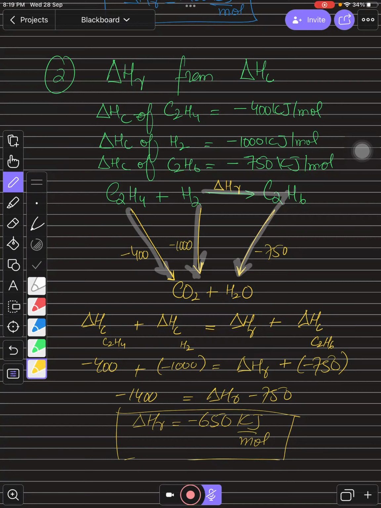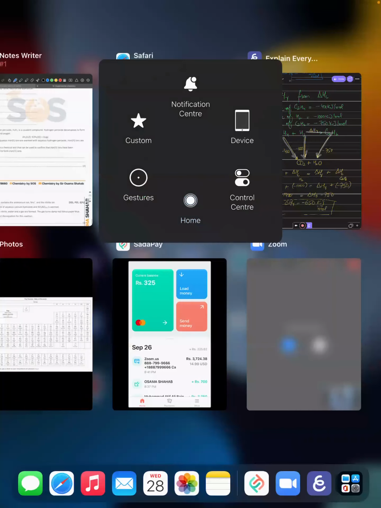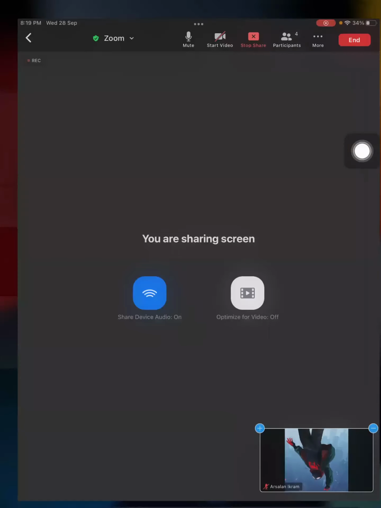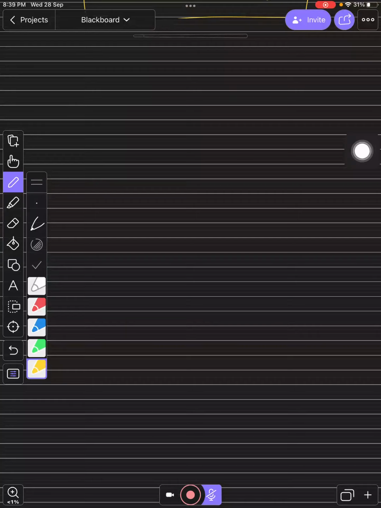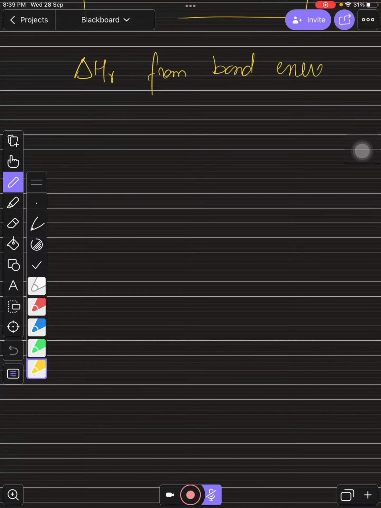Okay, let's see some example questions from the past paper. For example, if you want to find the enthalpy change of reaction, it is a different question. You need to find the enthalpy change of reaction from bond energies, right? Bond energies are always given to you in the data booklet, or if they are not given in the data booklet in the upcoming paper, then definitely these values will be given to you in the question.